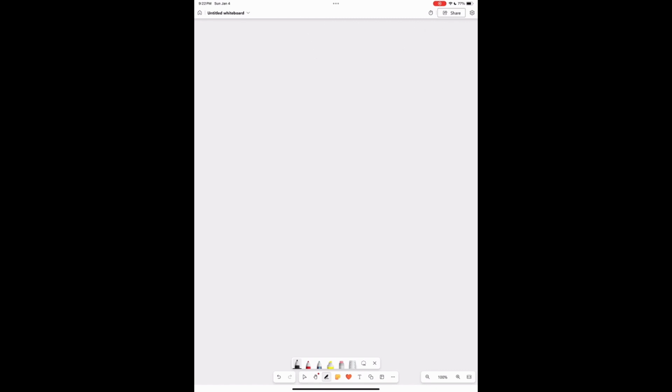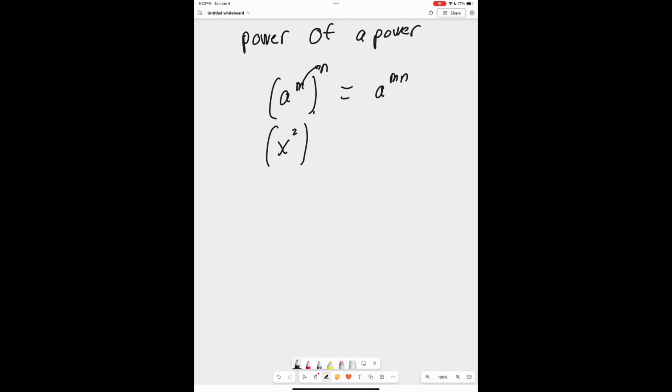Now we have the third property, which is the power of a power. If we have an exponent raised to a power, this is equal to a to the m times n. So we just multiply these two numbers together. For example, if we have x squared raised to the 4, you just multiply the 2 and 4 together, so it's going to equal x to the 8.